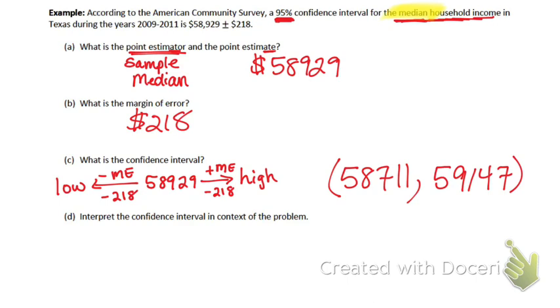59,147. That is your confidence interval. That is, you are 95% confident that the true median household, whatever, is between these two. So, let's write our sentence. We are, what are we?